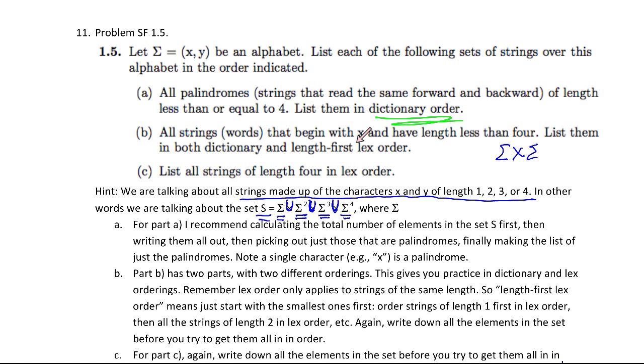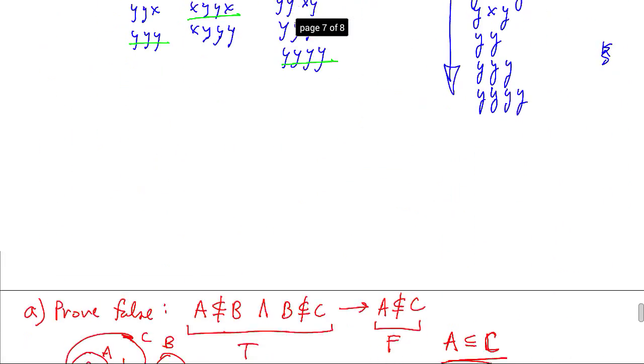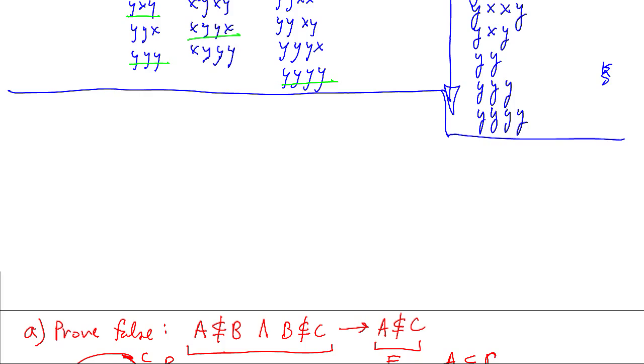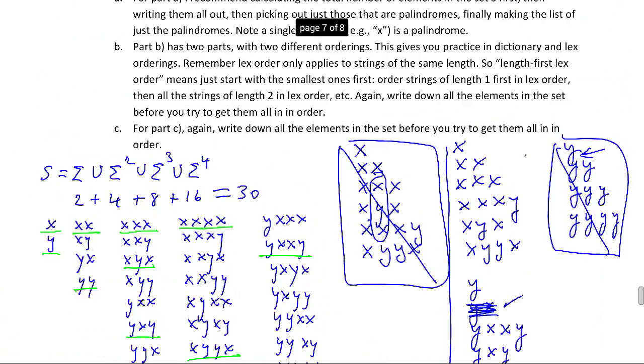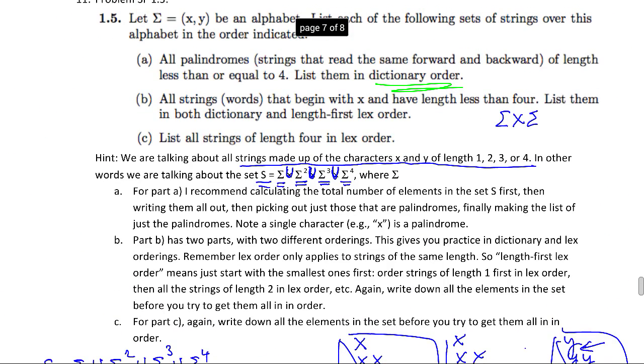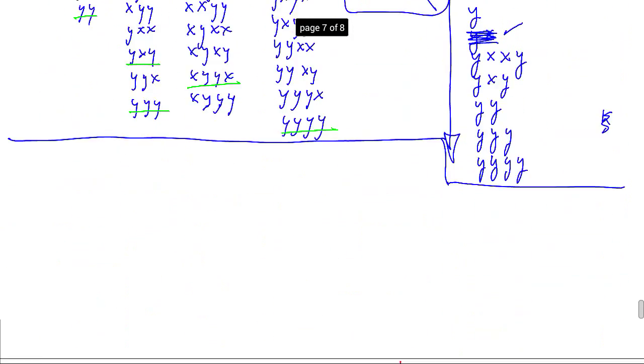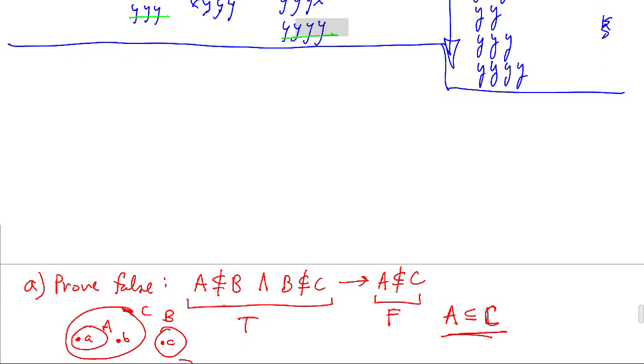Begin with X and have length less than 4. Let me just go ahead and write them all out. Oh boy, I'm running out of room here. It says less than, doesn't it? Less than 4. So I only have to go up to length 3 of X's and Y's here. Okay, so let's do part B here.